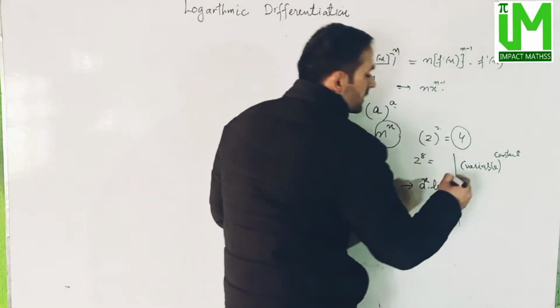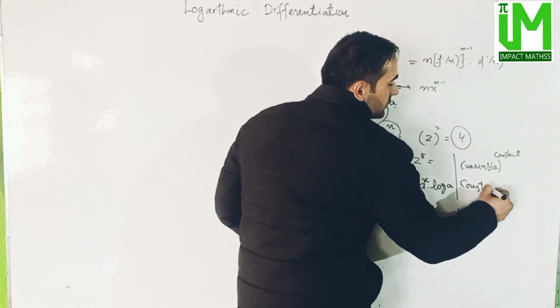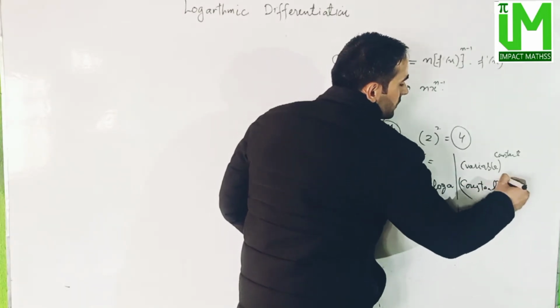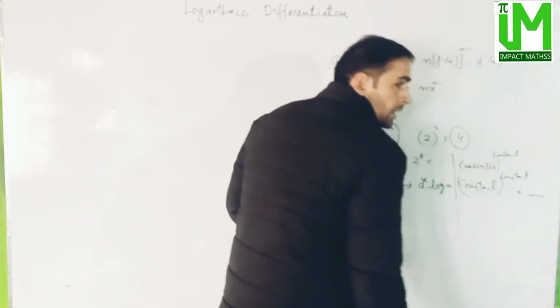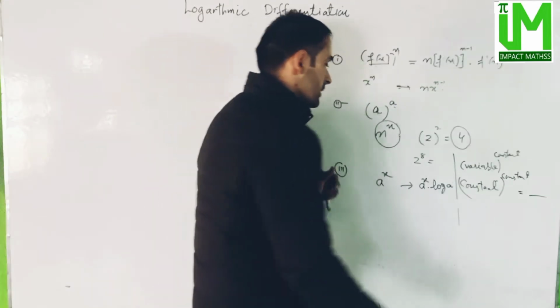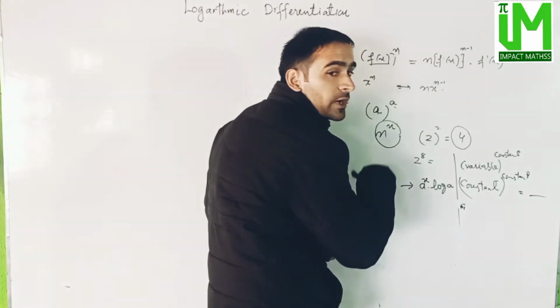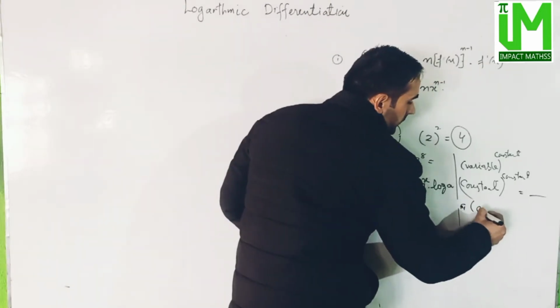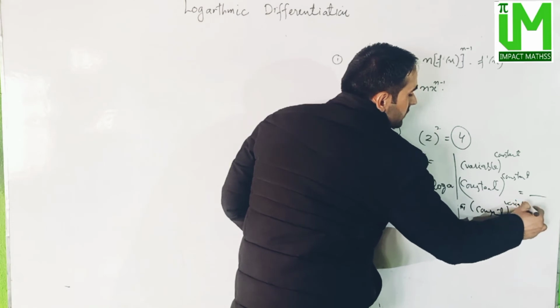And then we have the second case: constant raised to power constant. We'll end up with a constant, and the differentiation of a constant is 0, okay. And the third case is when we have a constant raised to power variable. So constant raised to power variable, okay.